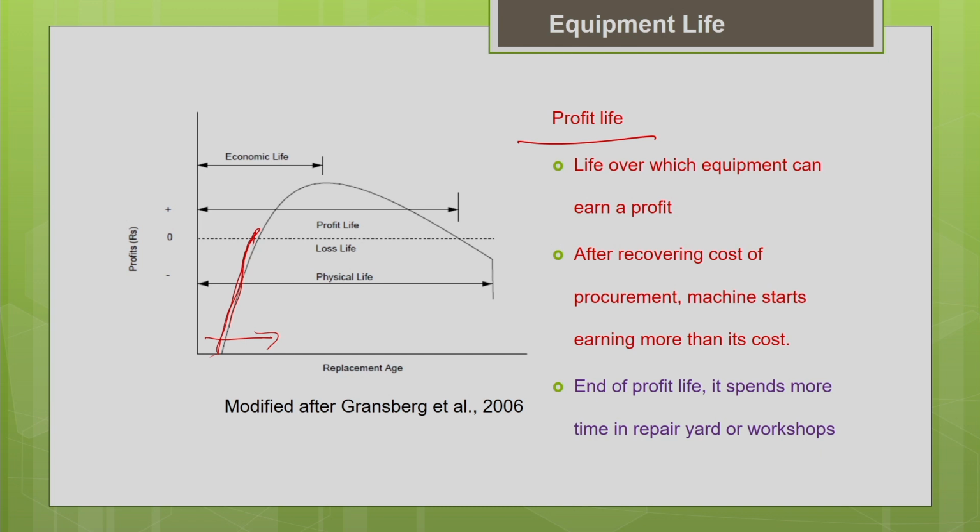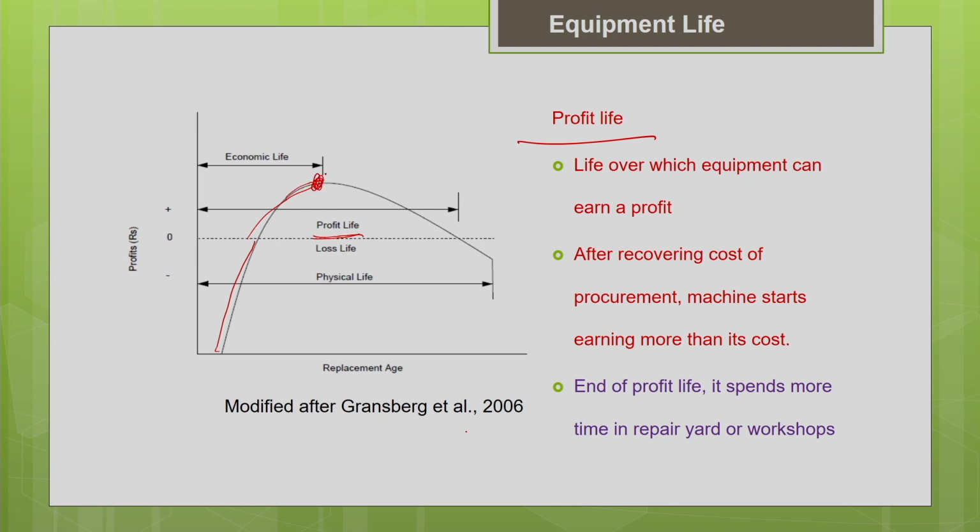But after a particular time, it will start earning more than its associated cost. It will start earning more than its ownership and operating cost. That means it has entered into the profit zone. So this is called the profit life. You can see the profit life of the machine. During the initial phase, it is just recovering the cost we have invested. After that, it starts earning more than the cost. That means it has entered into the profit zone.